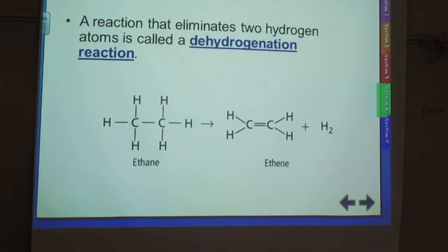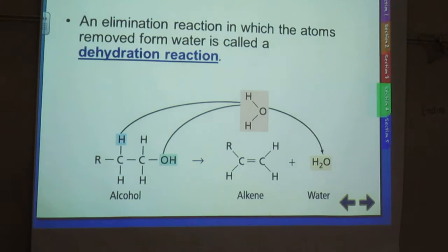So here is an example of an elimination reaction. It's eliminating hydrogen. You're starting with ethane, and when you put it into a reaction, it makes ethene. You can see that this double bond is formed. It got rid of the single bond. When it got rid of that single bond, those two hydrogens popped off the ethane, and diatomic hydrogen is one of the products. It's called dehydrogenation because D means without, and hydrogen, so it's taking off the hydrogen. A dehydrogenation reaction. All right, an elimination reaction.